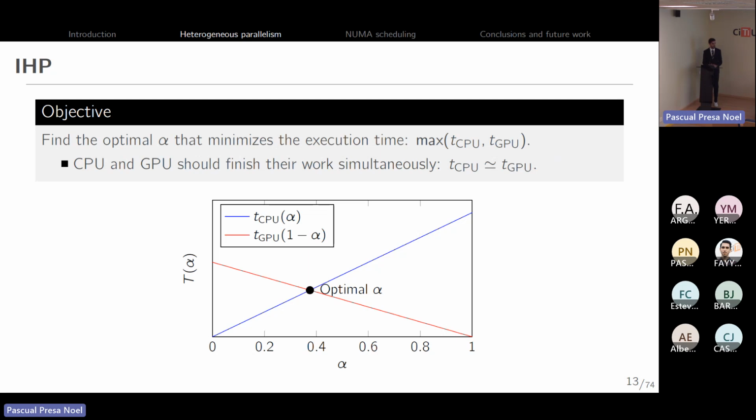Our objective with our library is to find the optimal value of alpha that minimizes the total execution time. And this execution time is dominated by the slowest device. So, for example, in this chart, starting from the left, the GPU takes all the work, and once the CPU takes more responsibility and more computation, the CPU time increases and the GPU time decreases, and there is a point where both devices cross. And that's the point we want to find, the optimal workload share.